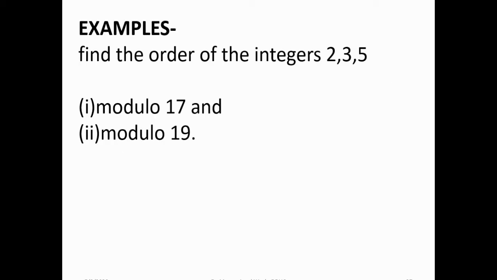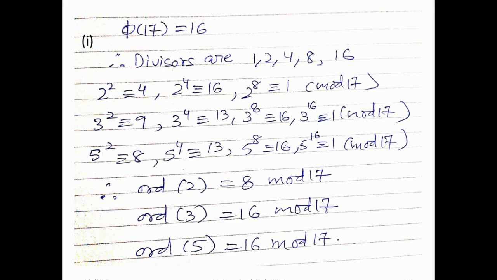Now here comes another example. We have to find the order of these integers 2, 3, 5 in these two cases: first under modulo 17, then under modulo 19. As we have seen earlier, whenever we have to compute the order of a positive integer modulo n, we just compute those powers which are divisors of phi n. So here n is 17, so phi 17 is 16. So divisors of 16 are 1, 2, 4, 8, 16.